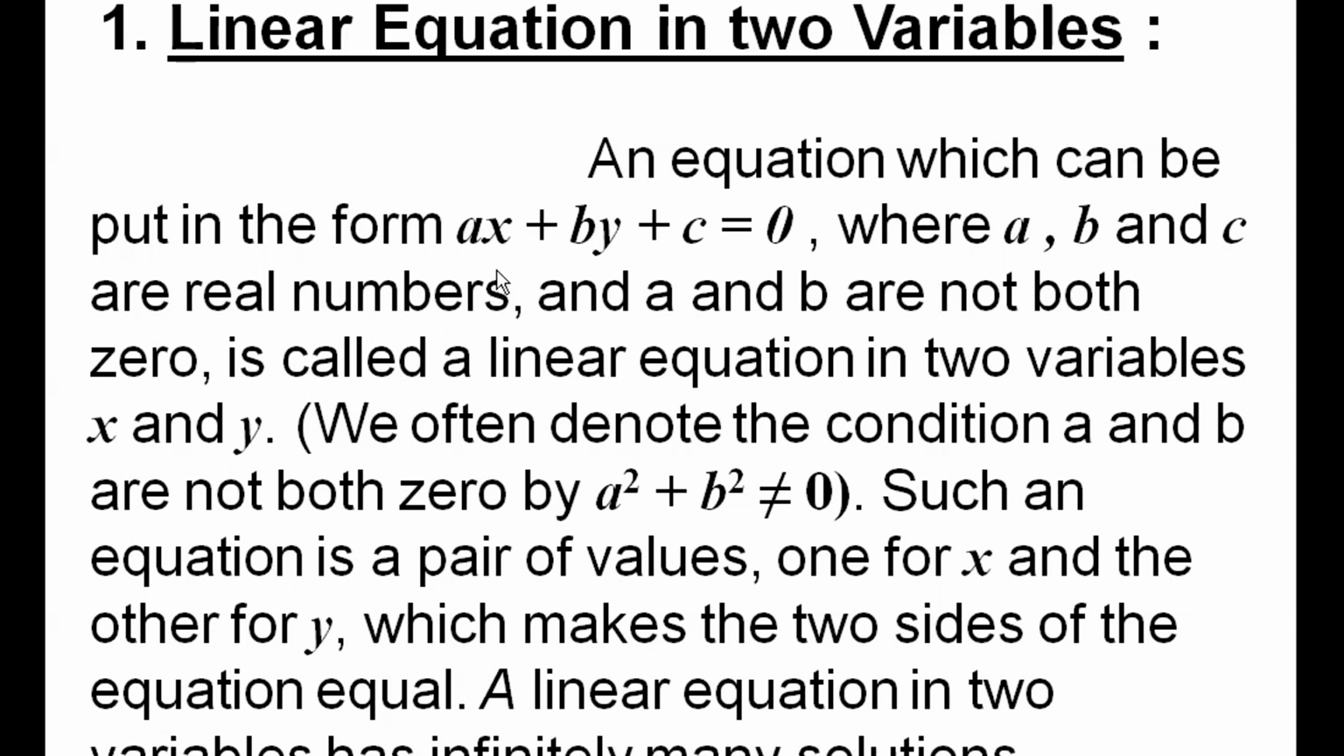So children, as the standard form of this linear equation in two variables, ax plus by plus c equals to 0, here the variables are x and y, but a, b and c all are real numbers. A is the coefficient of x, b is the coefficient of y, and c is called the constant term. The condition is here a square plus b square should not be equals to 0. Okay children, let us see the next.